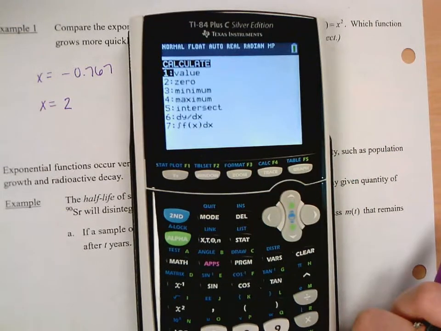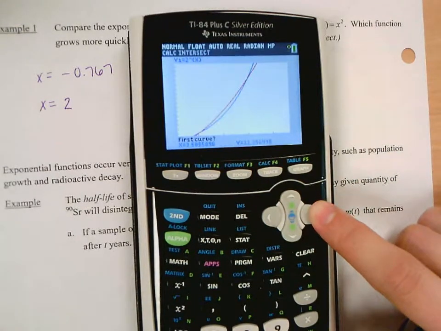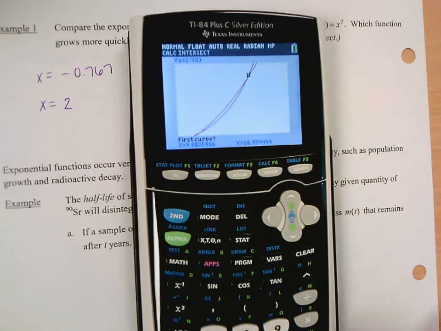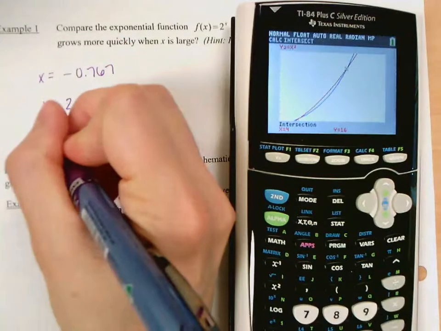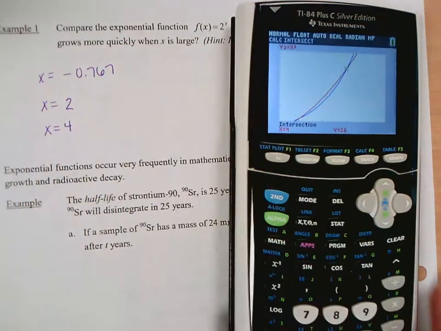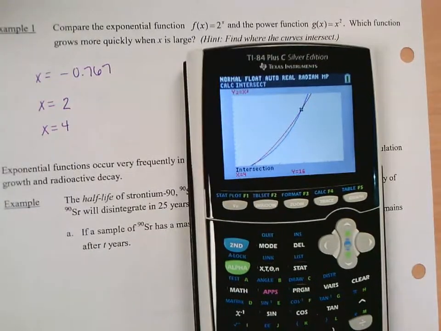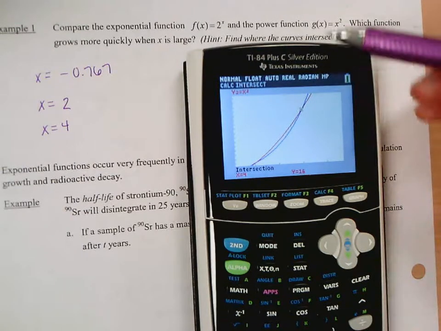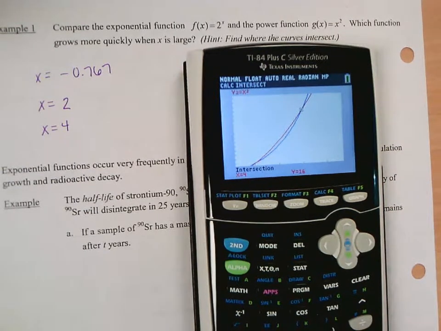I could have found that intersection on the previous screen. I just wanted to show you the zoom box feature. You can zoom in if you want to see it more clearly. Enter, enter, enter to find this intersection, which is at 4, 16. And then after the x value 4, they no longer intersect. For 2 to the x, the y values are all larger than x squared.